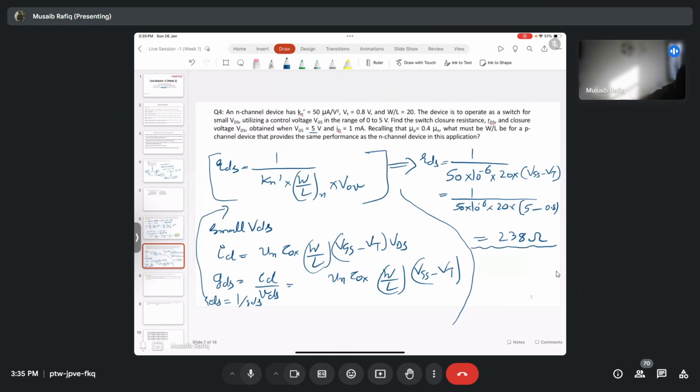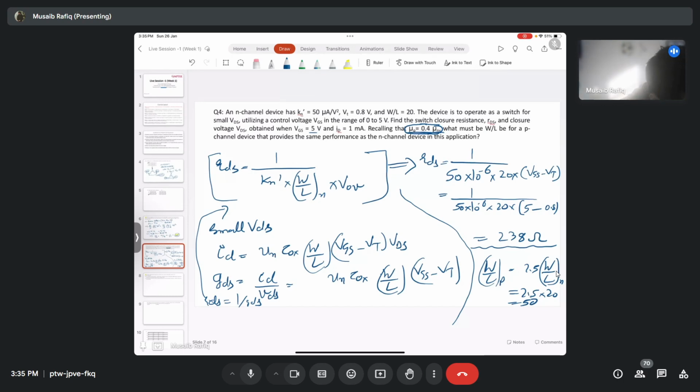Now, the second part is what must be W by L for the P channel device that provides the same performance as the N channel. So simply what we have here is mu P is equal to 0.4 mu N. So for the same performance, we'll simply multiply by 2.5, as we have done in the previous question. So W by L P is equal to 2.5 times W by L N. So it is 2.5 multiplied by 20. So it is 50 because of this condition.